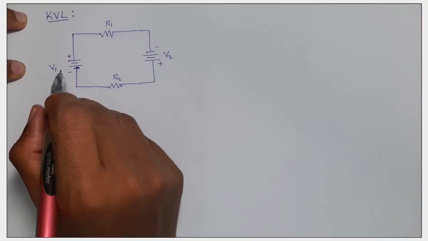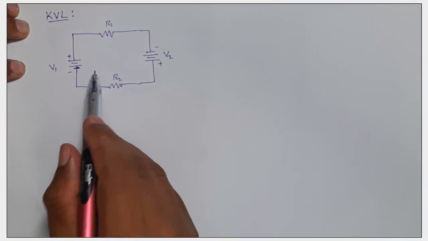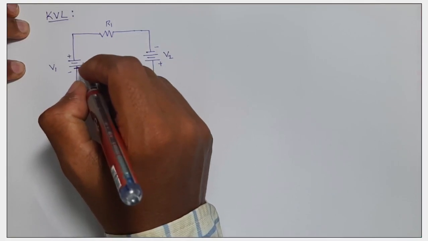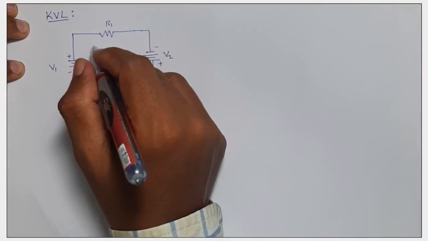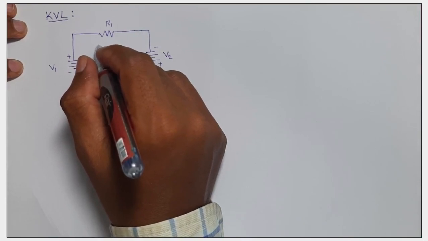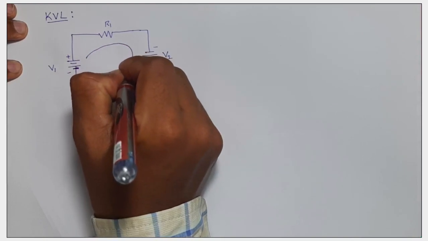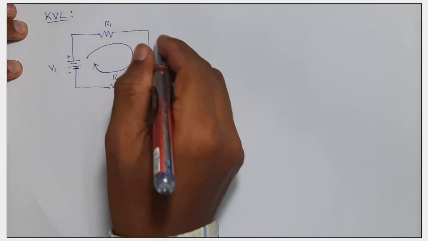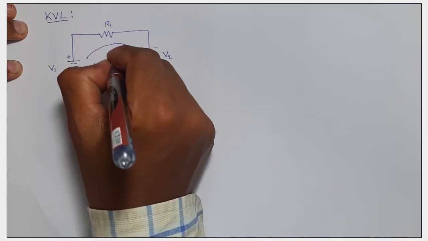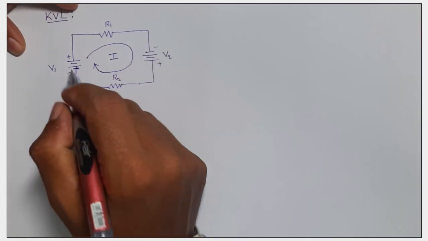The KVL has to be applied around the loop. This is a very simple network where I have considered one loop. So we can apply KVL either in a clockwise direction or in an anti-clockwise direction. As of now I am going to apply KVL in the clockwise direction. And let me consider the current through this loop as I. I is the current that will flow in this loop.